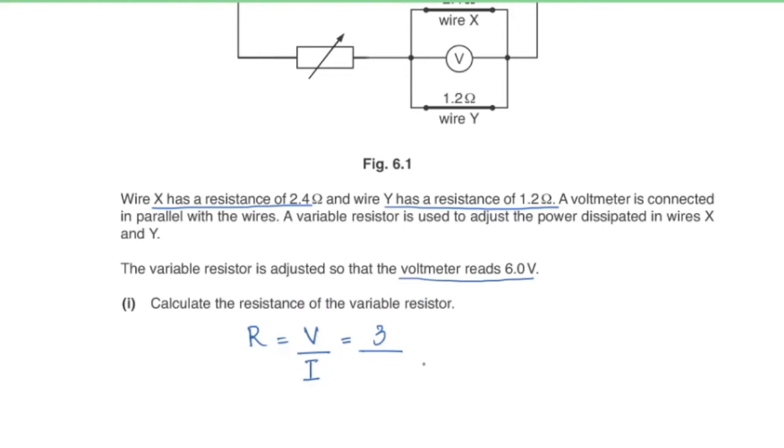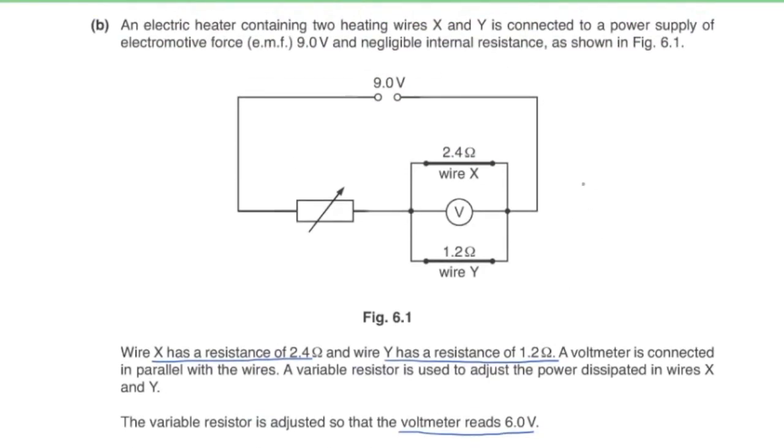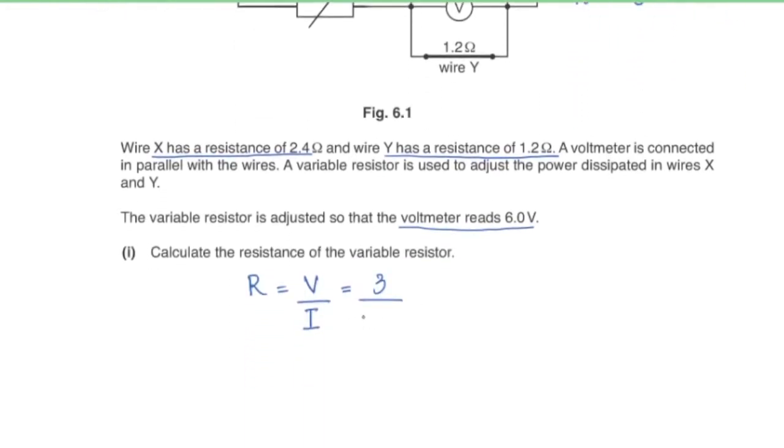Divided by the current across it, which will be equal to that across X and Y. So the current across X and Y can be calculated by V by R, where V is the voltage across wire X and Y, which is 6 volts, and the combined resistance of wire X and wire Y, which is equal to 0.8 ohms. That gives me 7.5 amperes of current. This much current flows across wire X and Y. This also means that 7.5 amperes of current flows across the variable resistor too. So 3 divided by 7.5, this is 0.4 ohms of resistance.